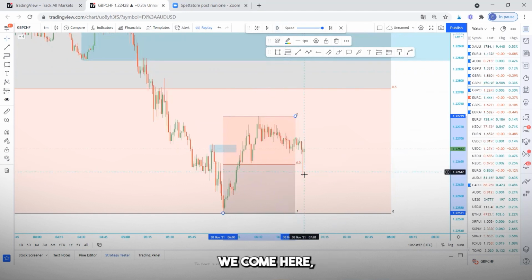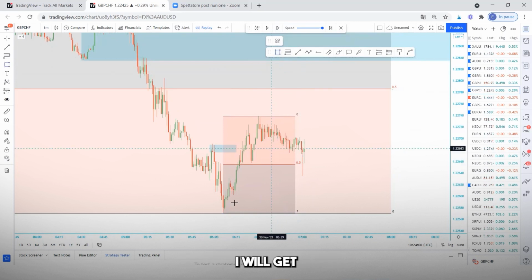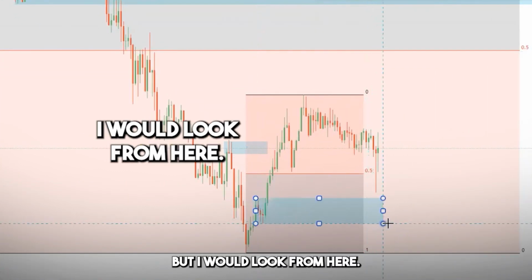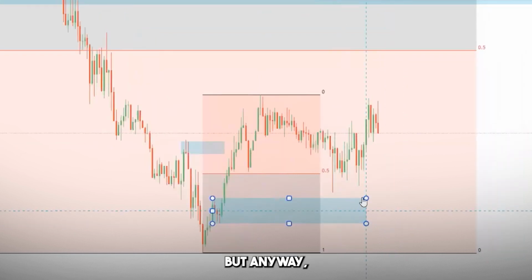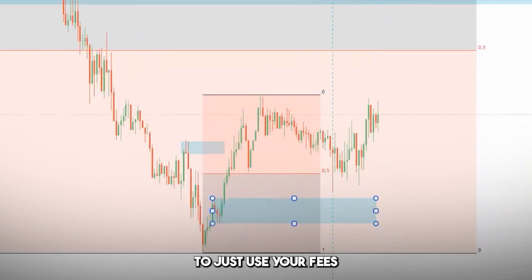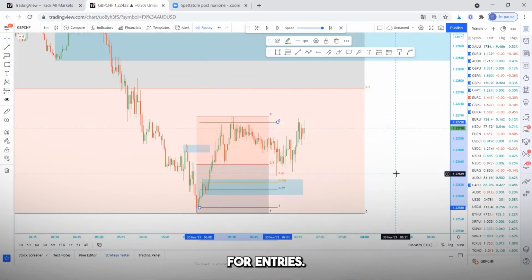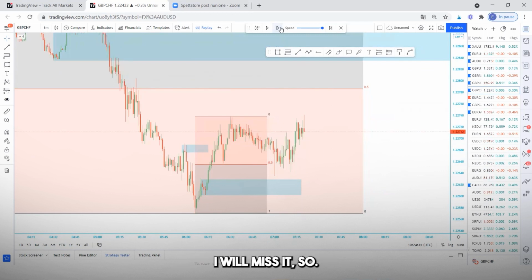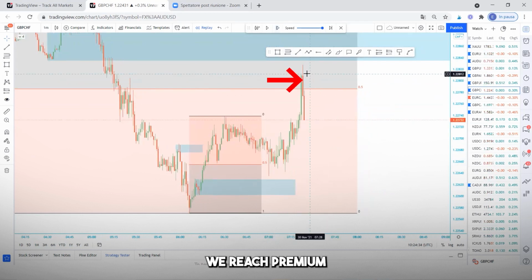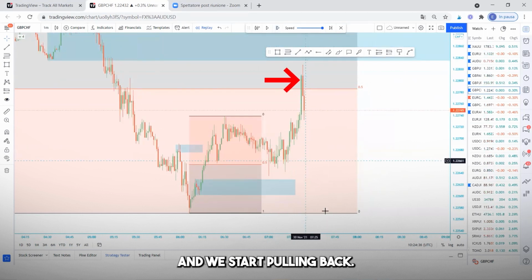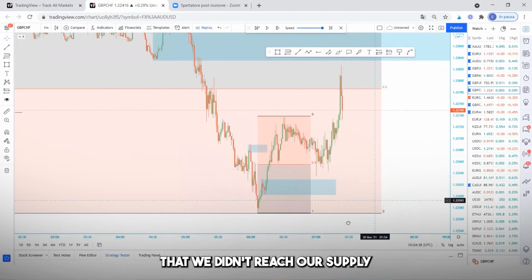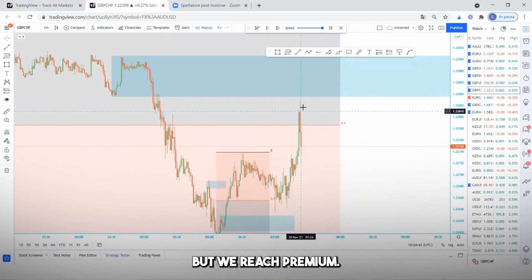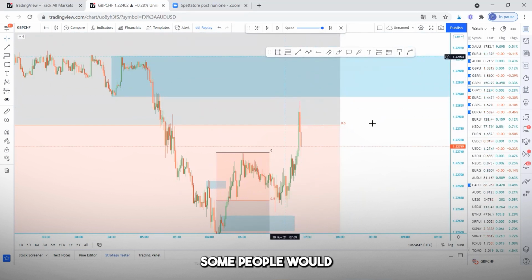We come here, you can get your entry. If I was looking for buys, which I wouldn't, I would look from here. But anyway, there is also the option to just use your fibs for entries, 0.62. But anyway, I wouldn't get this entry. I will miss it. And here we reach premium and we start pulling back. Keep in mind that we didn't reach our supply, so there is no entry opportunity so far, but we reached premium. What would some people do?